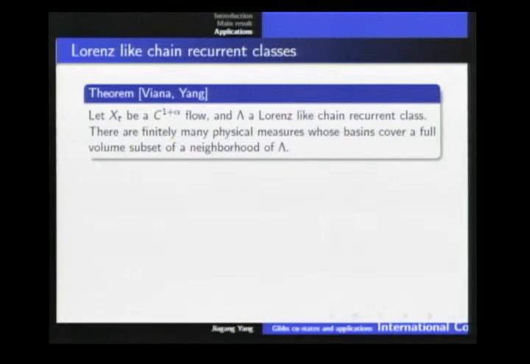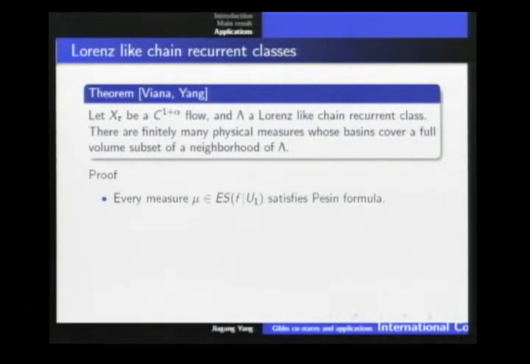Well, the last part, the physical measure, finally. So we consider a C1 plus alpha flow and the Lorentz-like Cherry cutting class. We claim it always has finitely many physical measures whose basins cover a full volume subset.